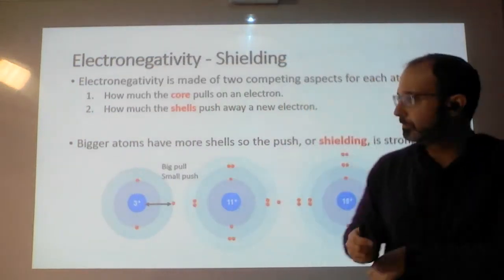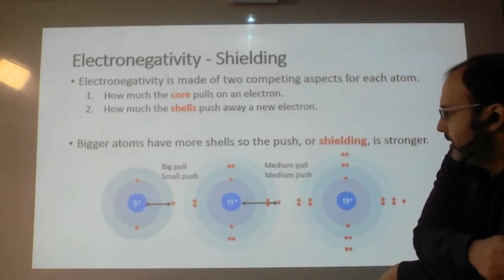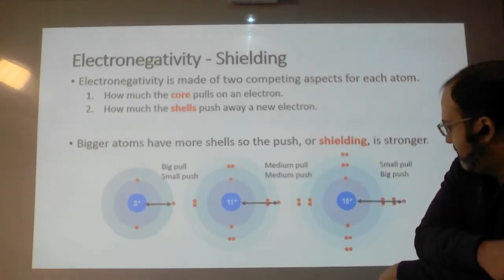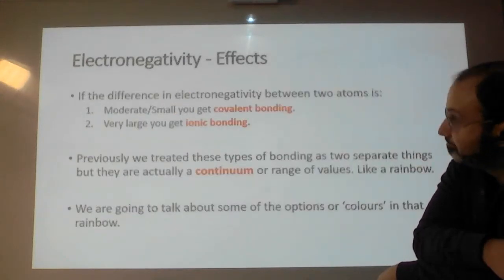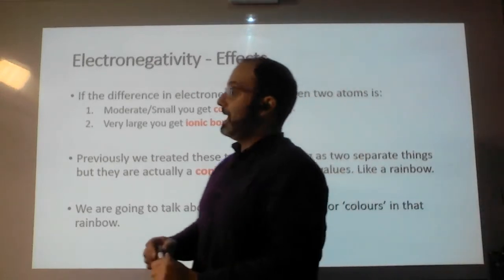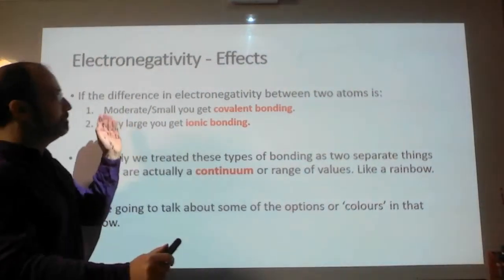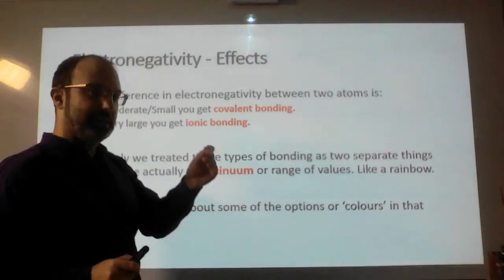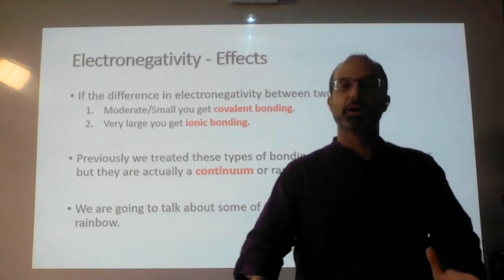So, big pull, small push, medium pull, medium push, small pull, big push. The difference in the electronegativity between 2 atoms determines what kind of bonding we get. If you have a moderate small difference, you get covalent bonding. If you have a fairly large difference, you get an ionic bond.